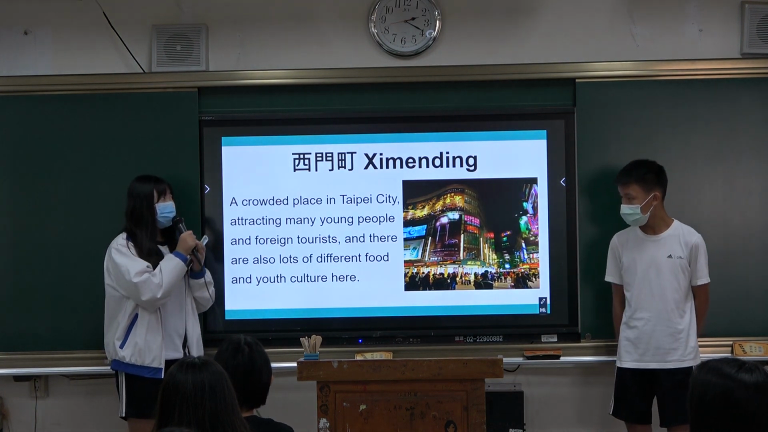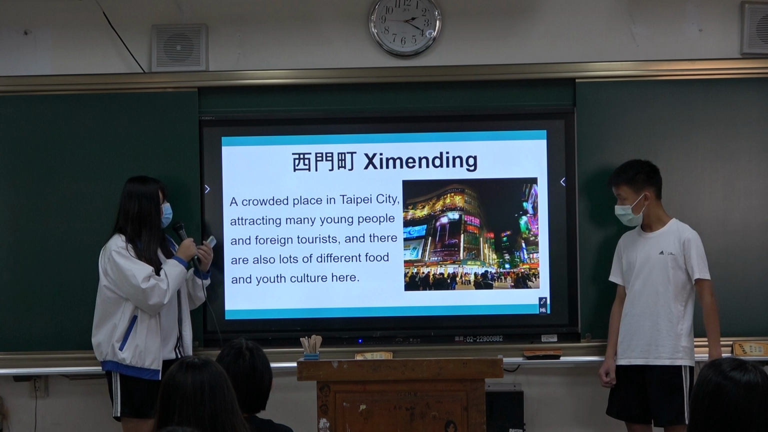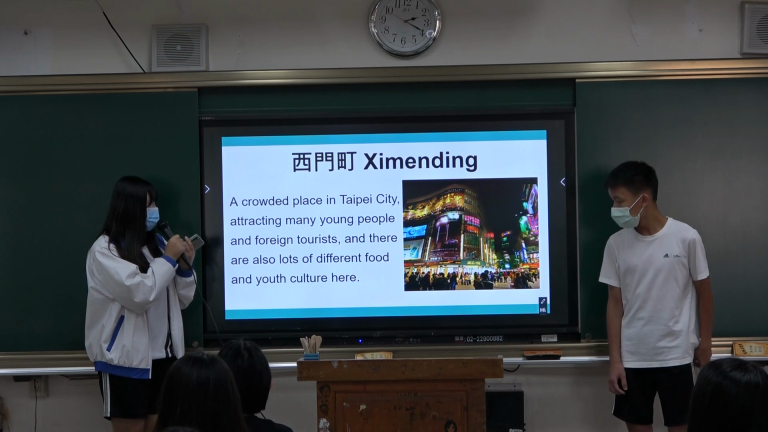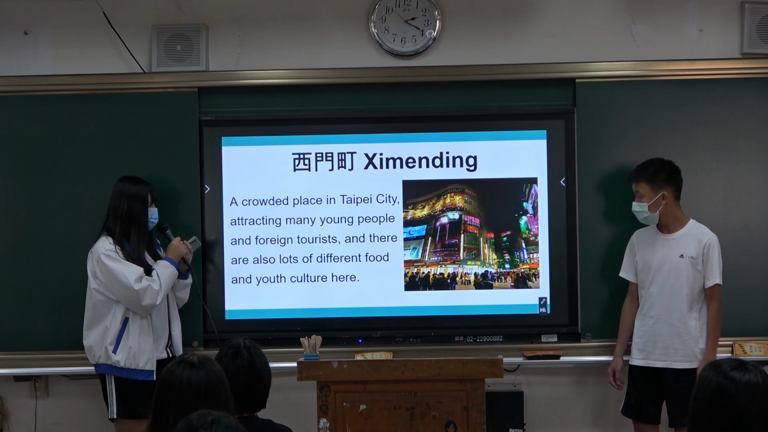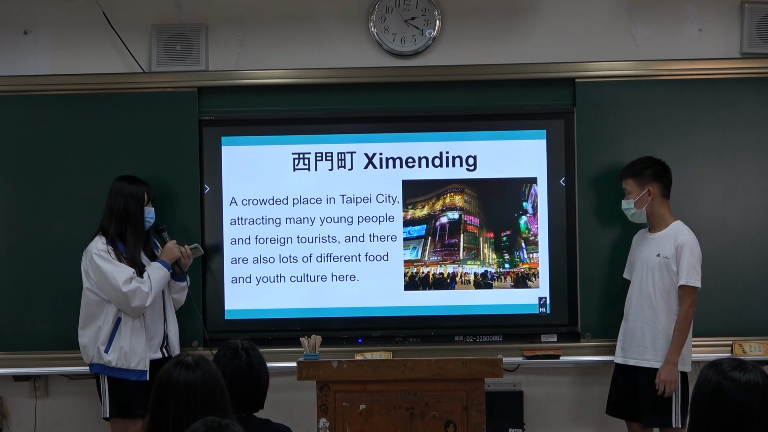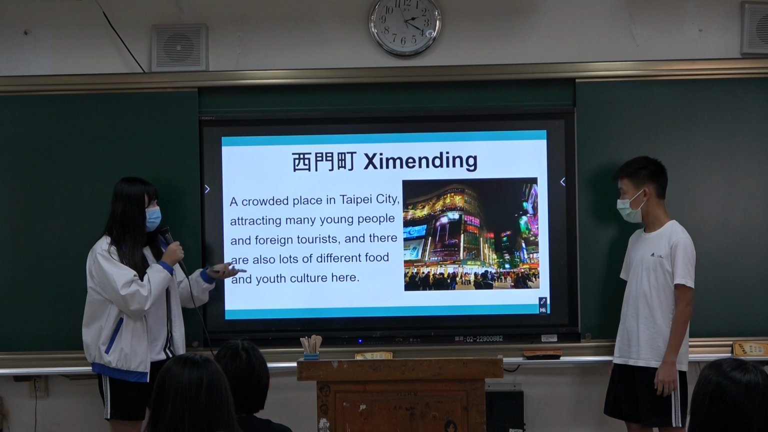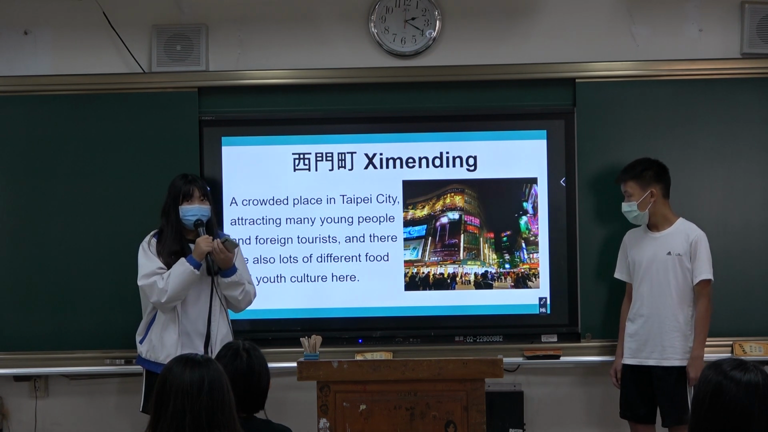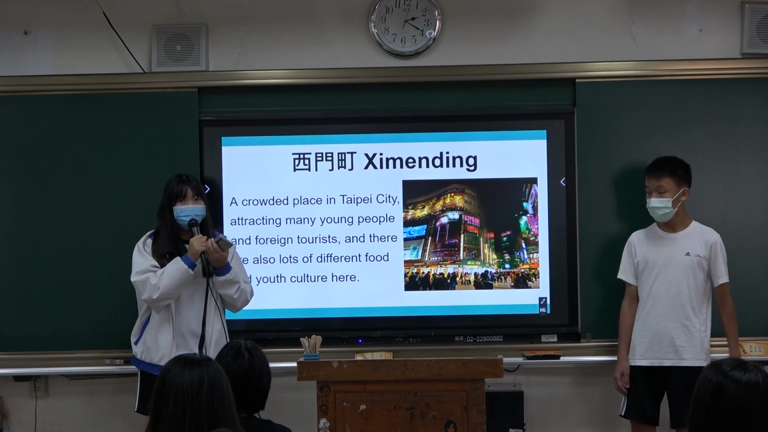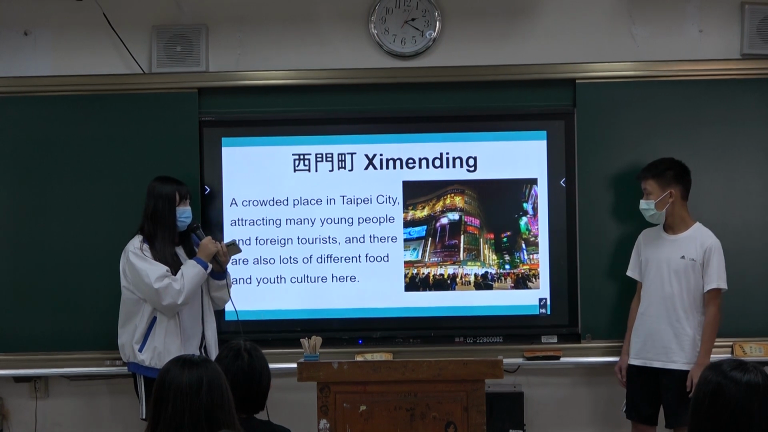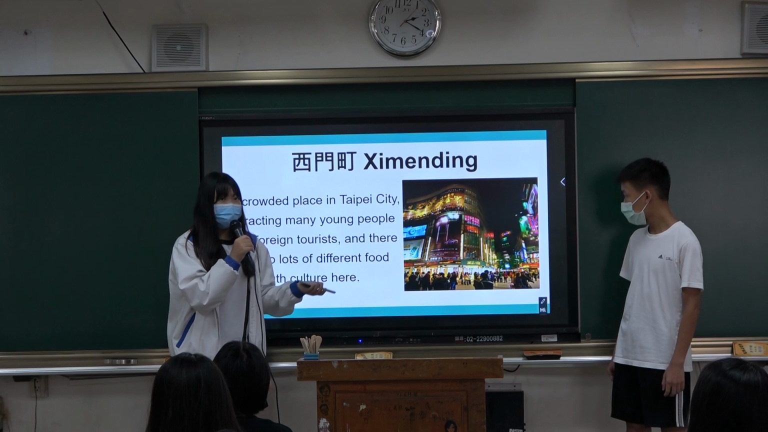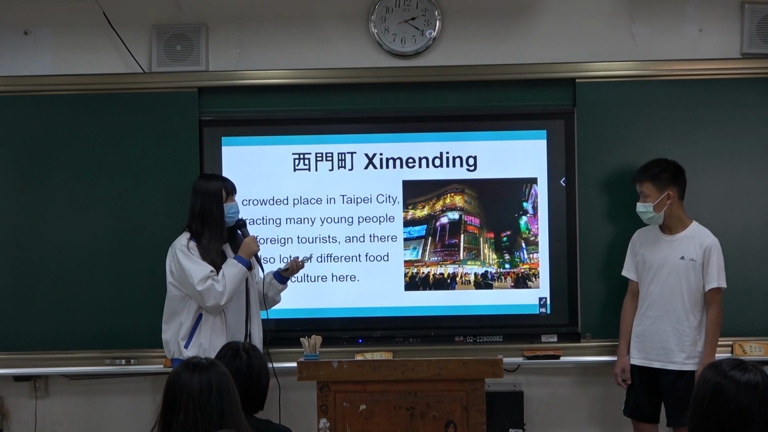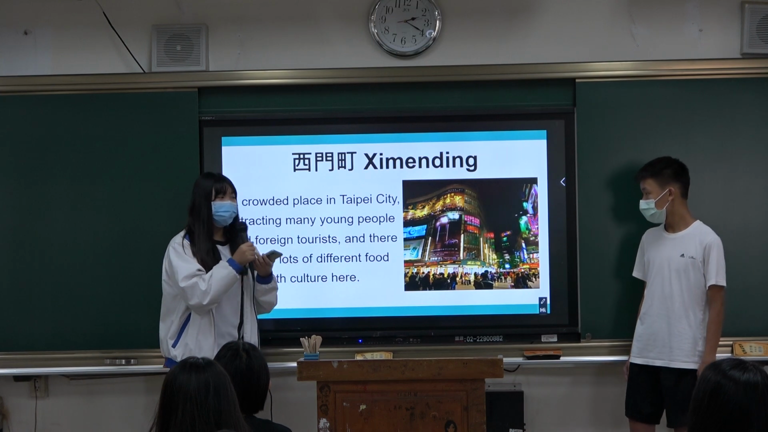The second place is Ximenbing. It is a crowded place in Taipei City, attracting many young people and foreign tourists. And there are also a lot of different foods and youth culture here. As you can see, there are a lot of people here. Young people, especially the young people who live in Taipei, like to come here to relax. And you can buy a lot of things here, you can eat a lot of food. It's a cool place.